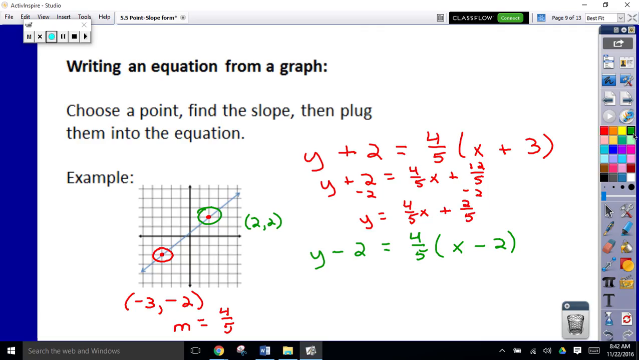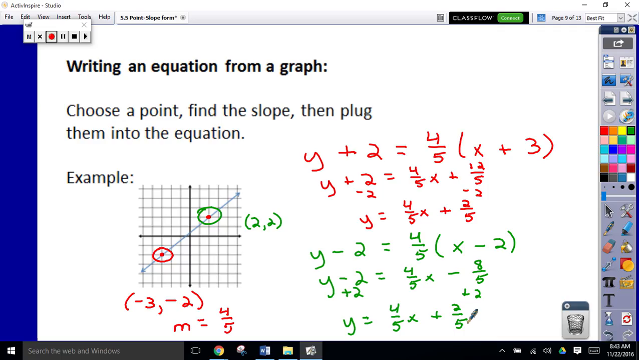If I were to simplify my green equation, 4/5 times x is 4/5 x. 4/5 times -2 is -8/5. Adding 2 to both sides gives me y equals 4/5 x. 2 again, I'm going to say is 10/5. 10/5 minus 8/5 is 2/5. So when I simplify it, I end up with an equation in slope-intercept form, and I end up with the same equation no matter which point I used.